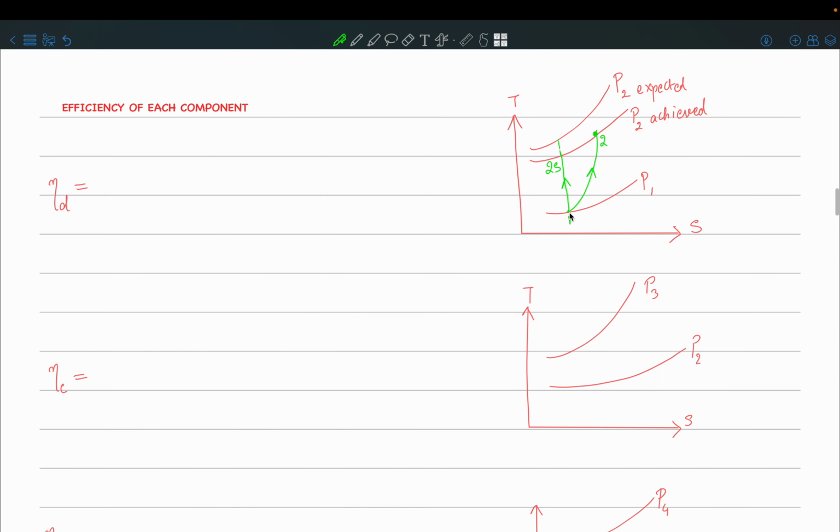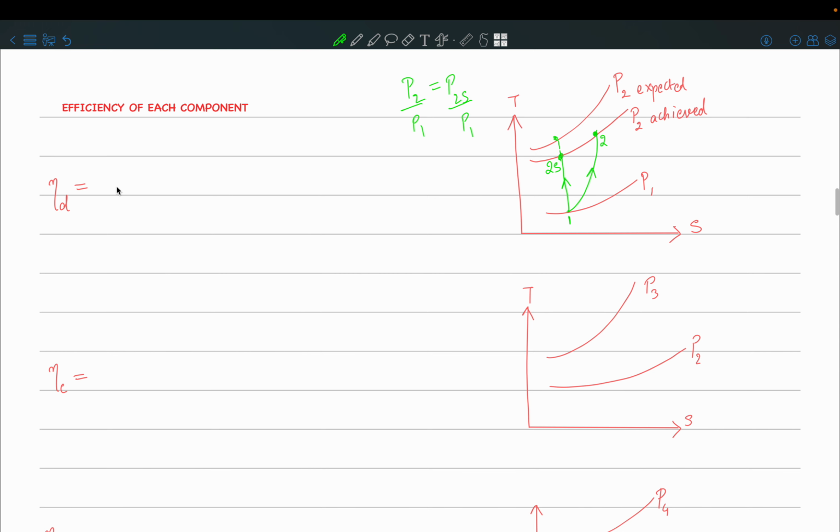So what we do is we assume that this P2 achieved is equal to some P2S, which is the pressure you would have reached along an isentropic path. We don't consider the initial expected pressure, we consider the same pressure which you have achieved. So P2 by P1 is equal to P2S by P1, and for this same pressure ratio we compare the temperatures, and that gives us the efficiency.